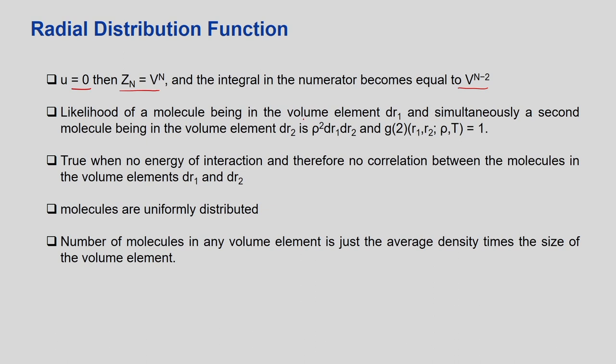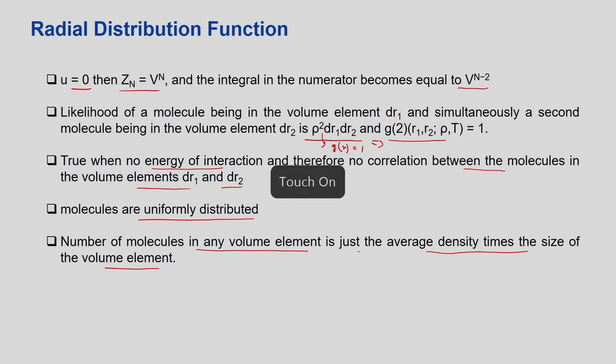So the likelihood of a molecule being in the volume element dr1 and simultaneously a second molecule being in the volume dr2 is simply rho square dr1 dr2, because here g(r) is equal to 1. So there is no g(r) term here. Or I can write that g2 is equal to 1. It is nothing but rho dr1 into rho dr2. This is true only when there is no energy of interaction, therefore no correlation between the molecules in the volume elements dr1 and dr2. So molecules are uniformly distributed. The number of molecules in any volume element is just the average density times the size of the volume element.